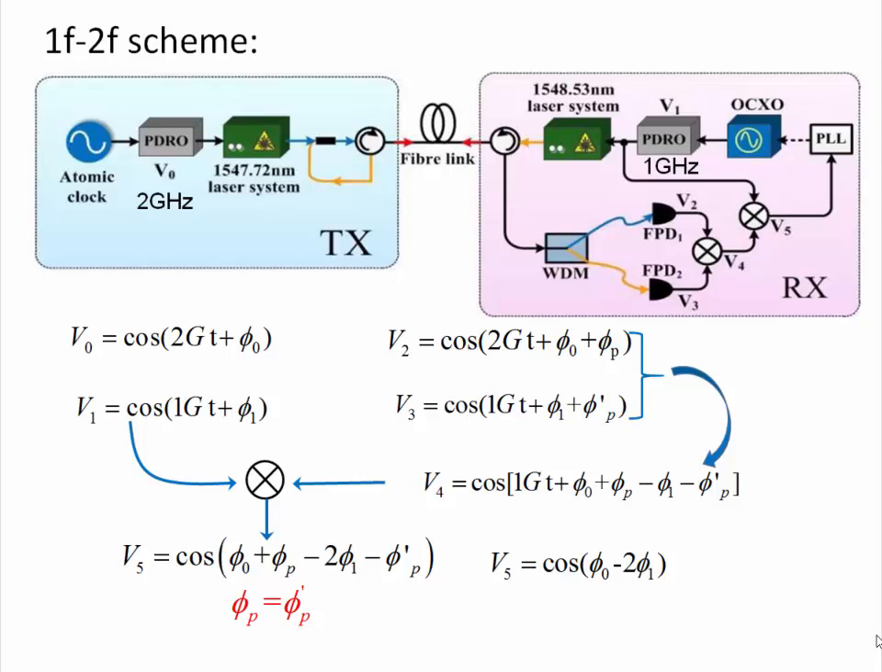In signal V5, phi 0 means the phase of the source. Phi p means the 2 GHz signal single pass the fiber link. Phi 1 means the phase of the local oscillator, and phi p prime means the 1 GHz signal that double pass the fiber link. Ideally, phi p prime and phi p will be the same, so this equation can be like this. This means phi 0 and phi 1 are phase locked.